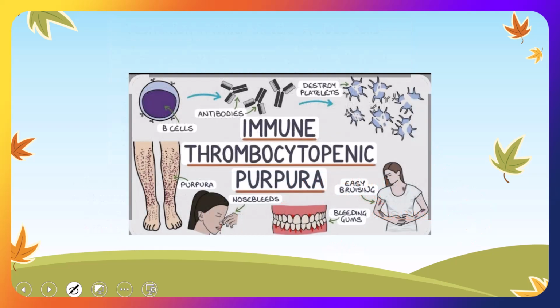Now, as you can see in the picture, it is beautifully describing that the B cells are producing the antibodies, and these antibodies are directed against the patient's own platelets, and these are going to destroy the platelets, thus leading to thrombocytopenia. And it presents in the form of purpura, which is visible on the skin, nosebleed, gum bleeding and easy bruising.